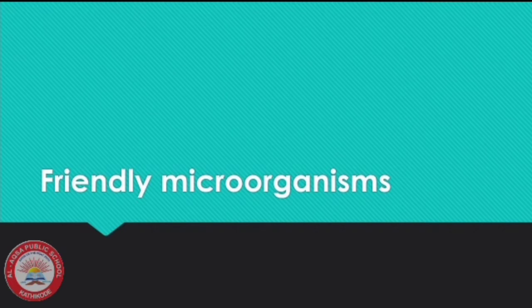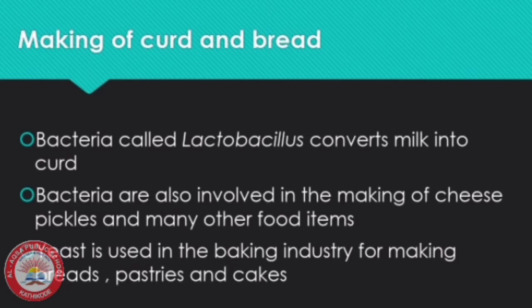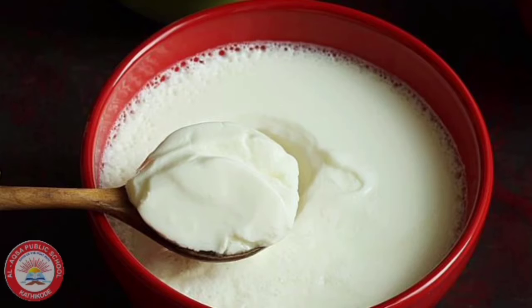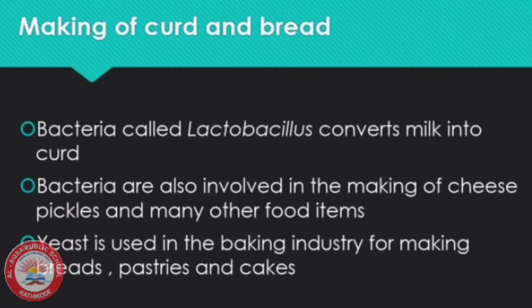Microorganisms like yeast are used for making breads, pastries, and cakes. Friendly microorganisms. Making of curd and bread. You all know what is curd. How is curd made from milk? Usually, we add a sample or a small amount of curd into milk to convert that milk into curd.